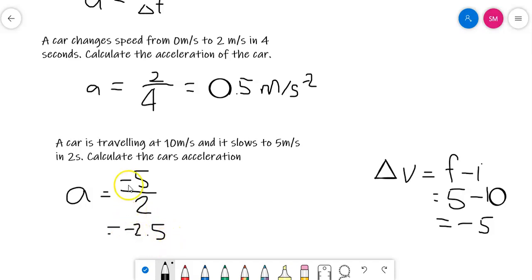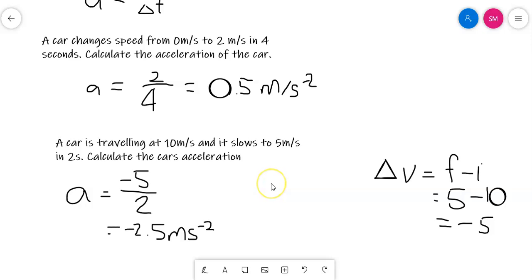So negative 2.5 meters per second to the power of negative 2. In this case, the acceleration is a negative number, negative 2.5 meters per second per second, because the car is slowing down. Every second, the car has reduced its speed by 2.5 meters per second.